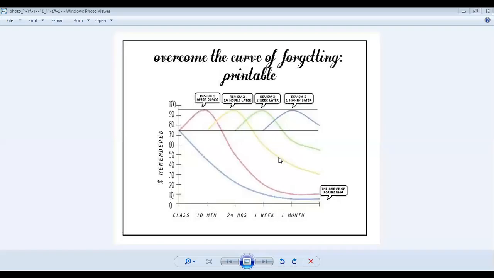This is a curve. This curve, I think it has been up for like 30, 40 years now. This is a forgetting curve. It says, okay, I'll tell you exactly. As you see here, we have how our minds handle information.